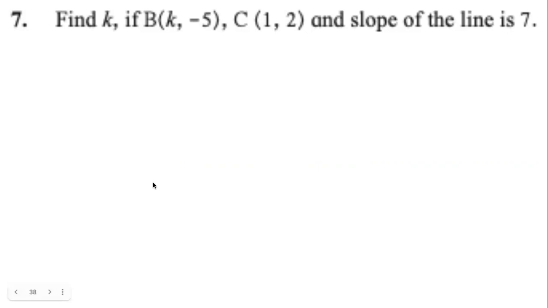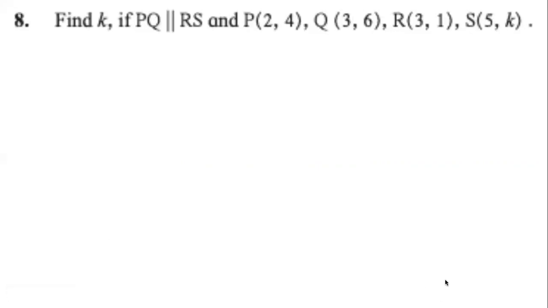Finally, in the last question of the exercise, we have parallel lines. So it says PQ is parallel to RS. PQ is parallel to RS. And we are given P, Q, R, and S. Their coordinates are given. We have to find K. Oh, yes, there is a K. We know that when the lines are parallel, their slopes are the same.